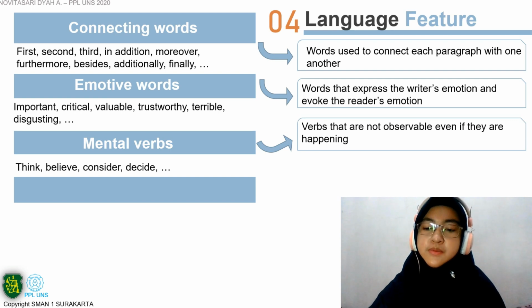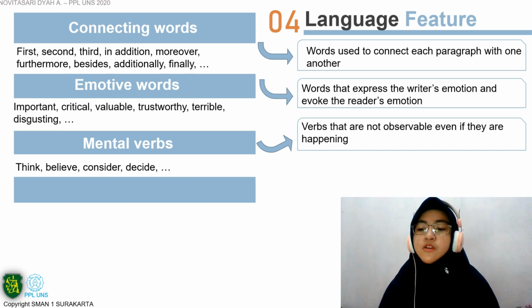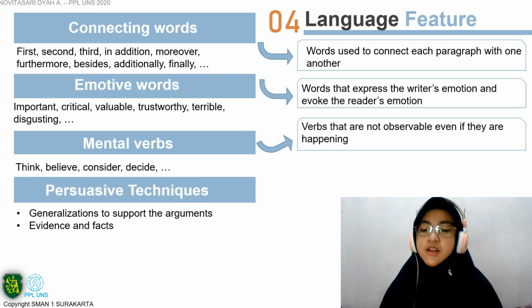And then mental verbs. Here we have mental verbs, verbs that are not observable even though they are happening. For example: think, believe, consider, and decide, because people don't know when you are thinking. It's not observable when you are thinking, right?